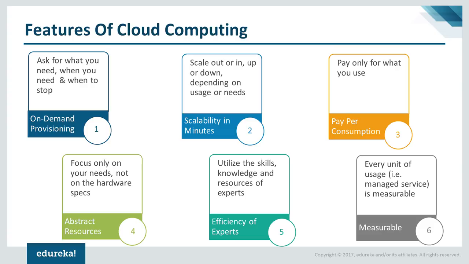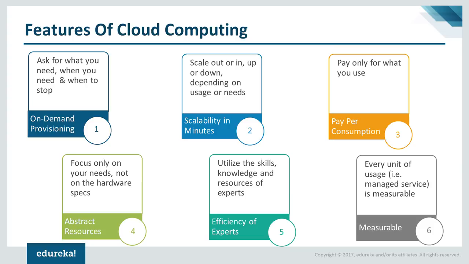Abstract resources. Now you have to stop worrying about, as I've already mentioned, what happens in the background, the hardware and all those things. You just focus on your business goals and that's it. Plus, you can focus on the things which you are efficient at, and the experts will take care of the remaining problems that we just discussed. Apart from that, whatever you use is measurable.